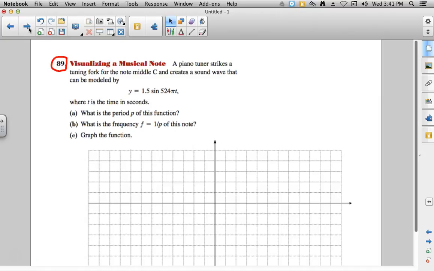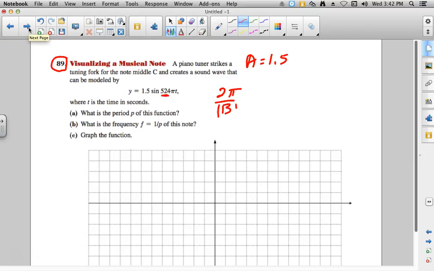Number 89, visualizing a musical note. A piano tuner strikes a tuning fork for the note middle C and creates a sound wave that can be modeled by y equals 1.5 sine of 524 pi t, and t is the time in seconds. So the first thing I was thinking of is this is b. The amplitude is going to be 1.5. That's great, but it takes a little work to figure out what we have for the period.